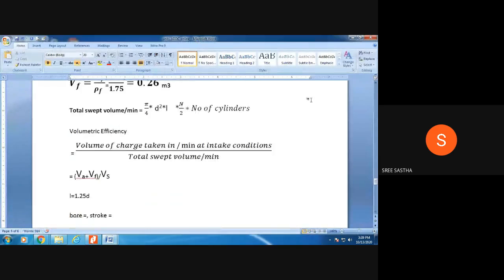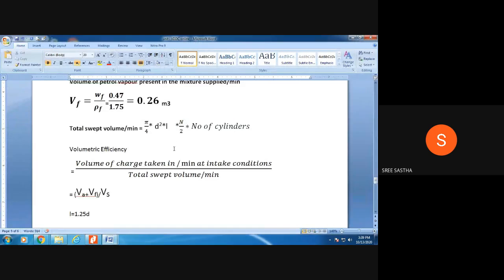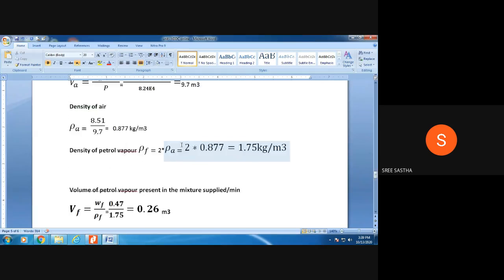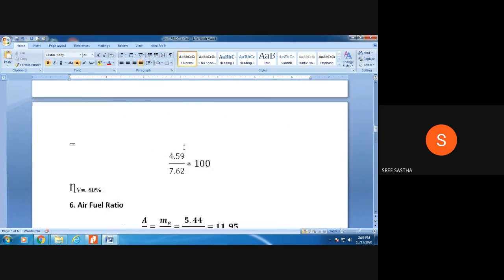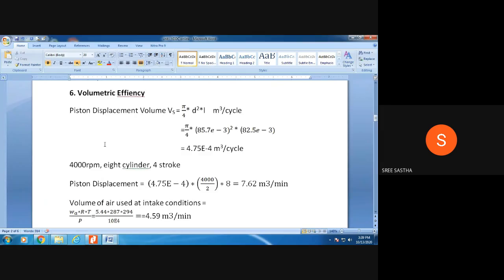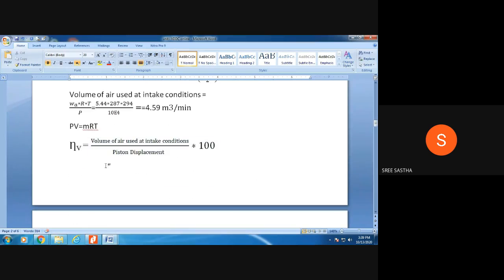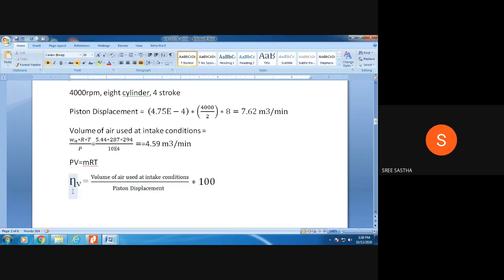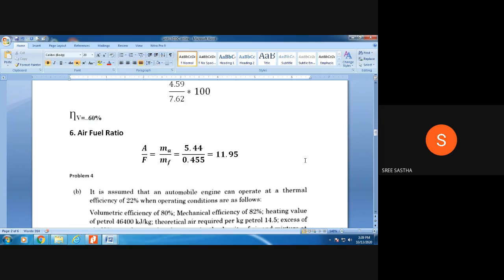Now I will explain you how to do. You are going to find now this part, the entire part. I will give time, you find out. See, in the last problem we found out the piston displacement volume. First of all, I will explain you. Volumetric efficiency is equal to volume of air used at inlet condition divided by piston displacement. So based on volumetric efficiency only, I am going to proceed with this problem.